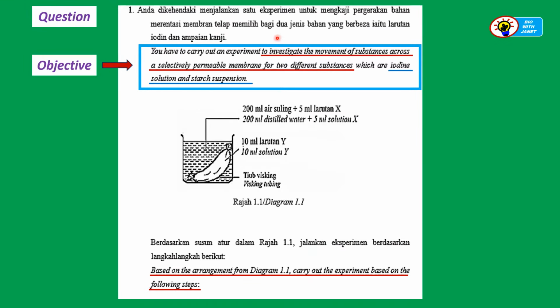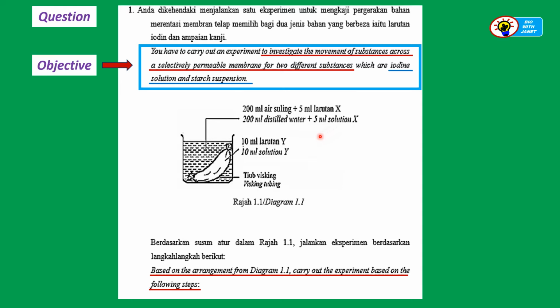So after 5 minutes, you can start your experiment. Let's read through the instructions here. You have to carry out an experiment to investigate the movement of substances across a selectively permeable membrane for 2 different substances, which are iodine solution and starch suspension, right? From here, you should be able to conclude that X is the iodine solution because of its yellowish brown color or brownish yellow color. Don't state it as a brown color or yellow color. Sometimes it's not accepted. Okay, yellowish brown or brownish yellow.